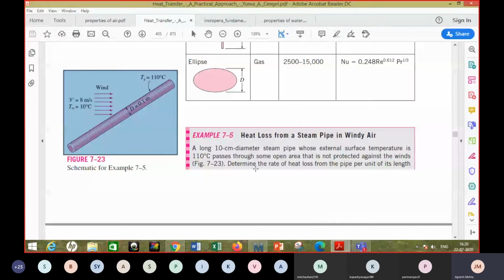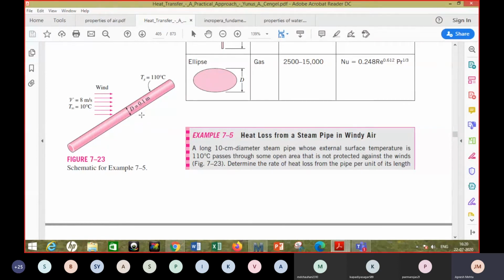Now, why is this case important? Of course, one practical example has been given, that is a steam pipe and the air passing over that. So it makes it like a cylinder in cross flow, one of the cases of external flow. But this is a very important case for another area in heat transfer also, that is in heat exchangers, right?